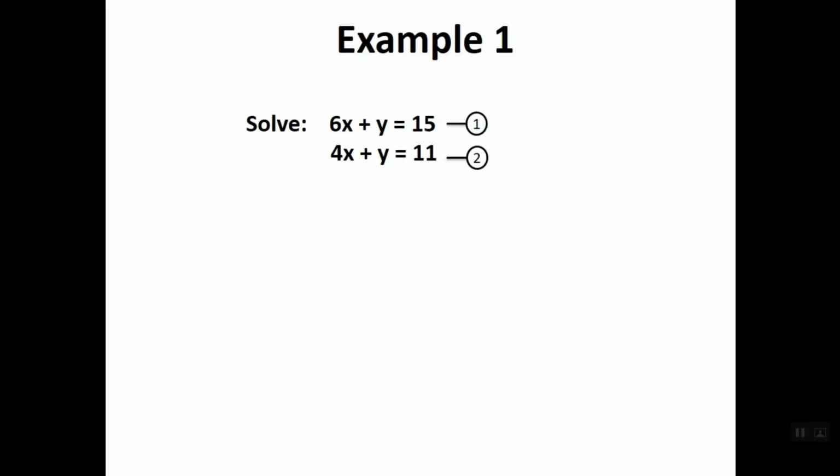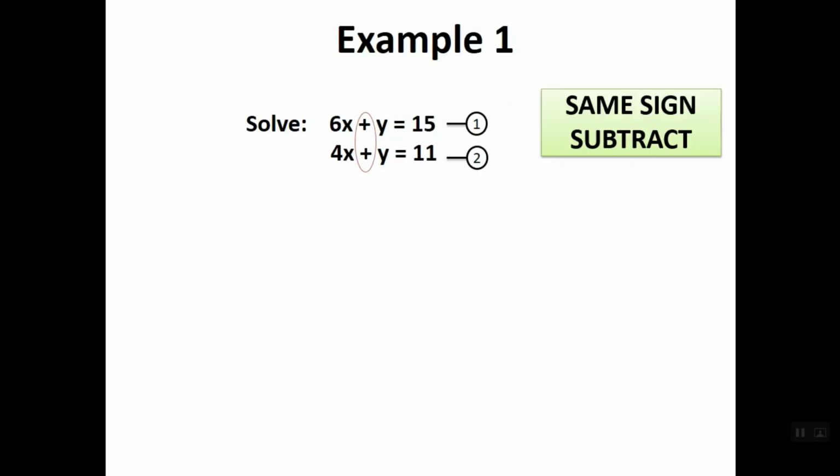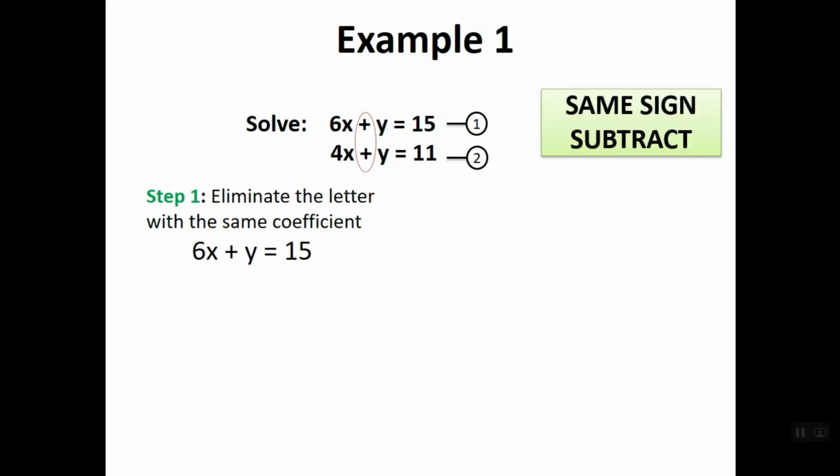The next thing that we need to check is the signs for the variables that we want to eliminate. If you realize, once we have the same sign, we will subtract. I highlighted the sign for you to see that in both equations, the y is positive. So once the signs are the same in both equations for the variable that you want to eliminate, you will subtract. So step 1, eliminate the letter with the same coefficient.